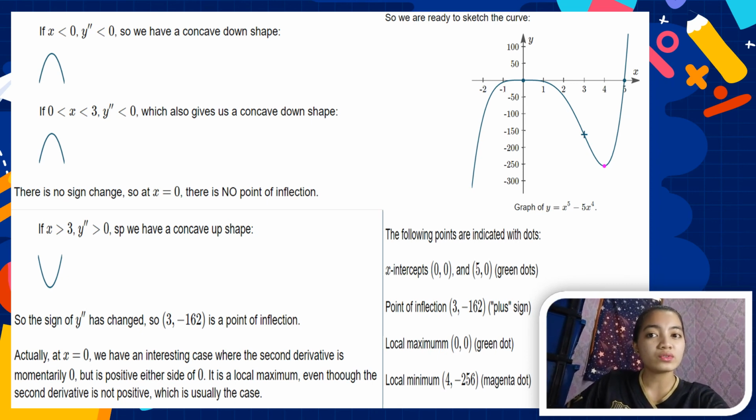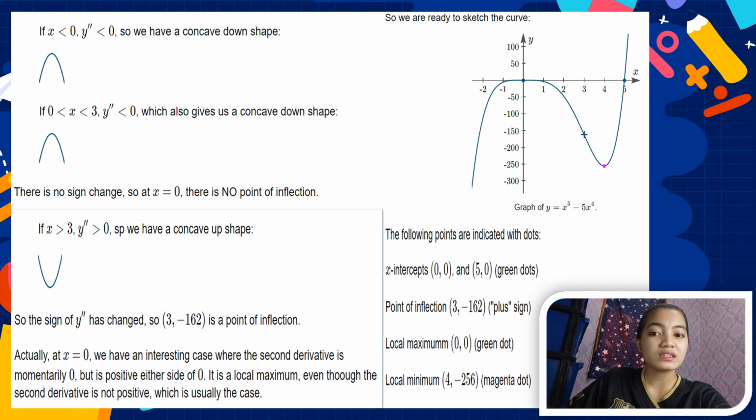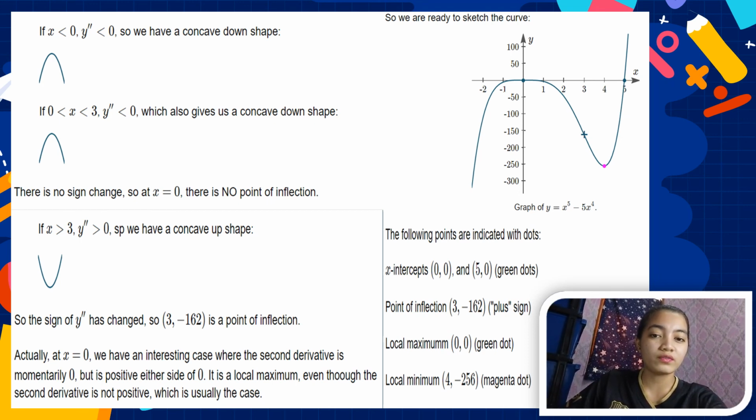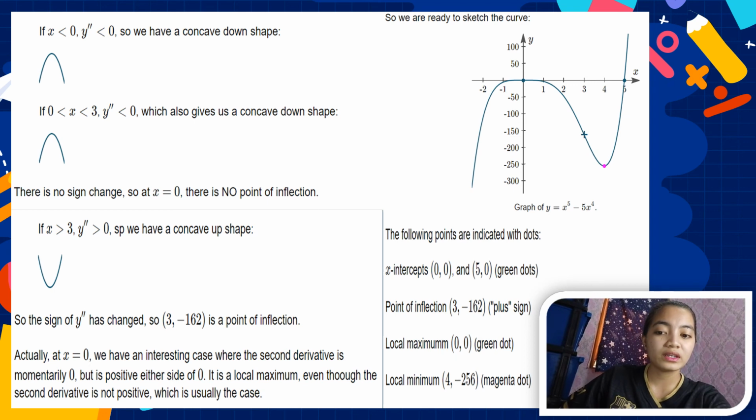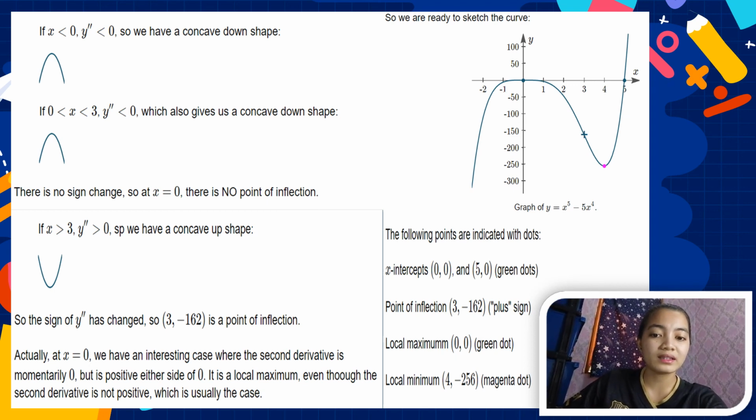So we are ready to sketch the curve. This is the graph of y = x⁵ − 5x⁴. The following points are indicated with dots. X-intercepts (0, 0) and (5, 0) in green dots. Point of inflection (3, −162) in plus signs. Local maximum (0, 0) in green dots. And local minimum (4, −256) in magenta dots.